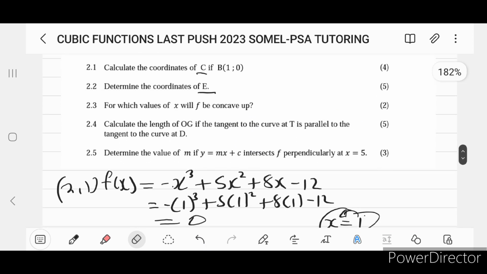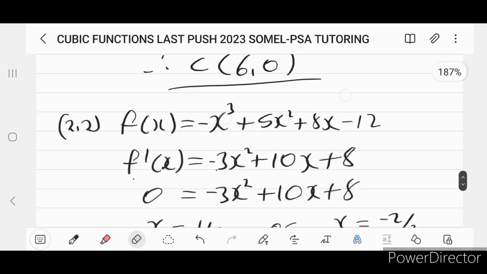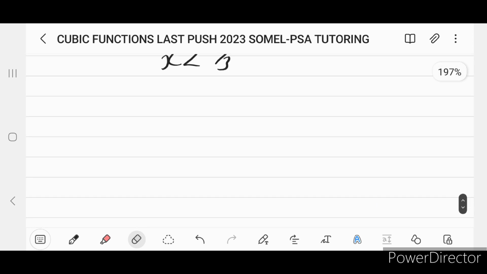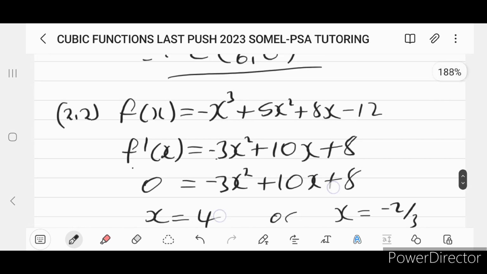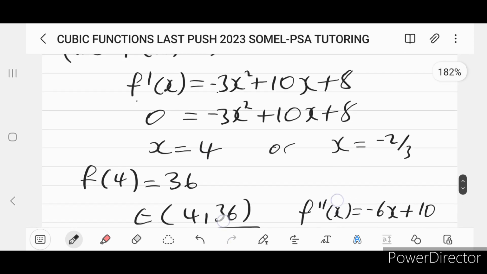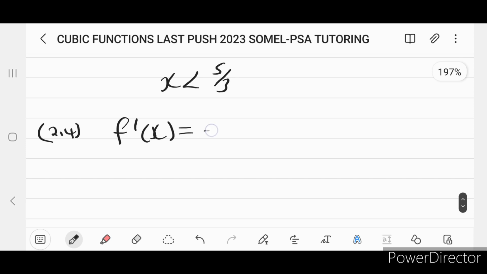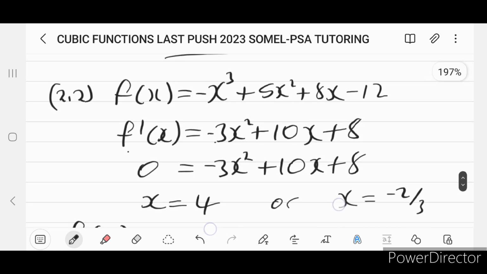Let's do it. So we are at 2.4 now. What is the formula for general gradient? This is the formula for general gradient: negative 3x squared plus 10x plus 8.